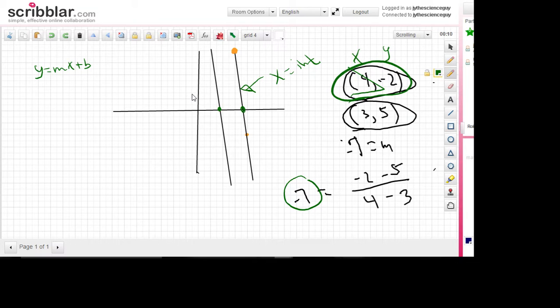So B is 26. Right. So it's y equals negative 7x plus 26. Okay, so if you start off with that equation, how do you find both the y and x intercept using the equation?